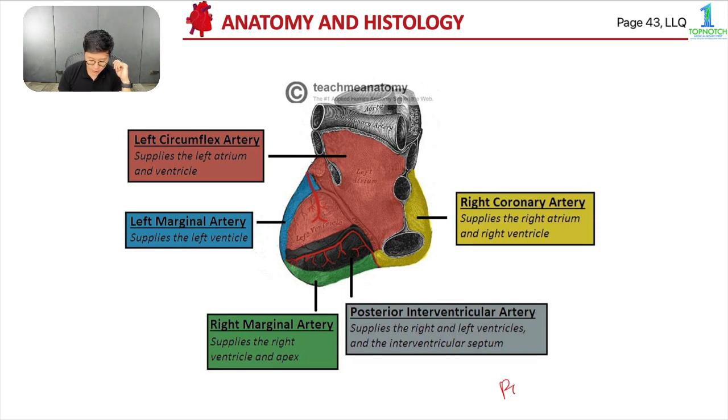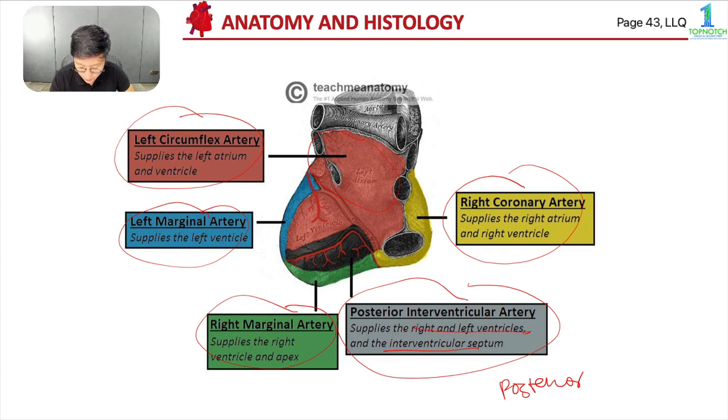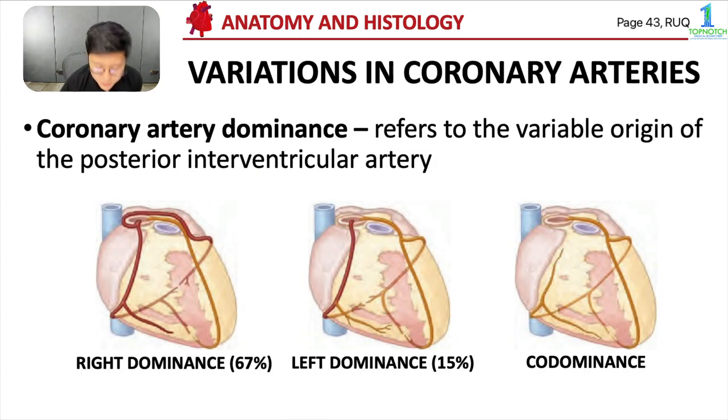Posterior. When you look at the posterior, the left circumflex artery supplies the left atrium and ventricle, the left marginal artery the left ventricle, the right marginal artery the right ventricle and apex, and you have your posterior interventricular artery, which supplies the right and left ventricles and also the IV septum. And of course, your right coronary artery supplies the right atrium and the right ventricle.